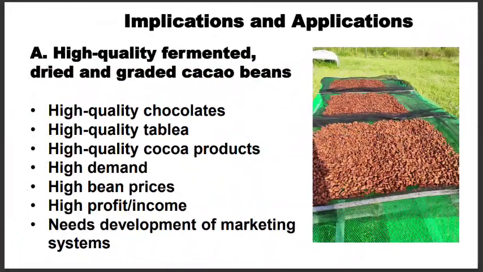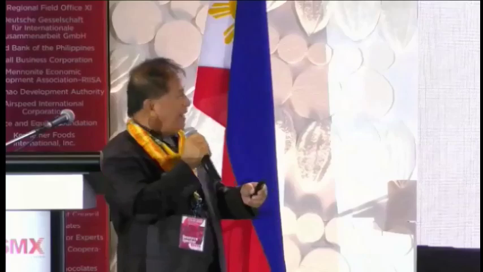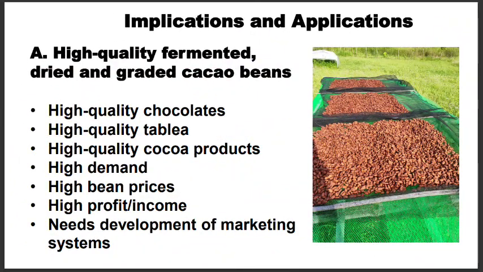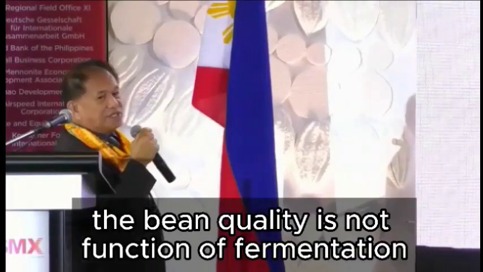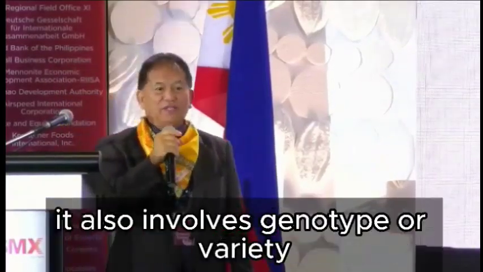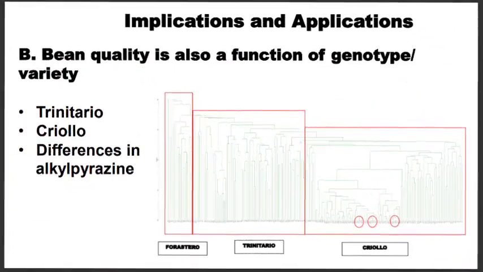Then we have quality cocoa products, different classes of beverage, etc. So we can improve the quality. And next, you can demand a high bean price, hence high profit and income. But this is the development of the marketing system from a while ago. However, the bean quality is not a function of fermentation. It also involves genotype and variety.